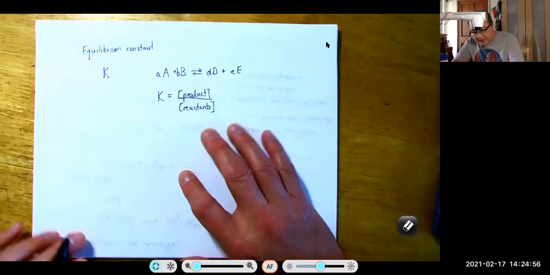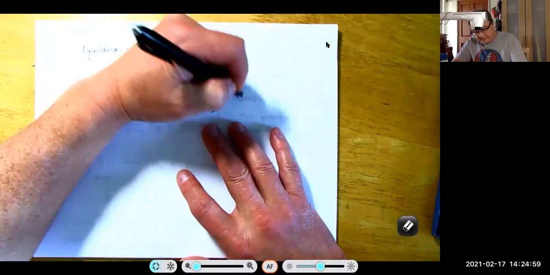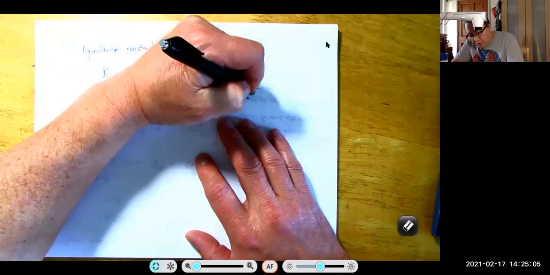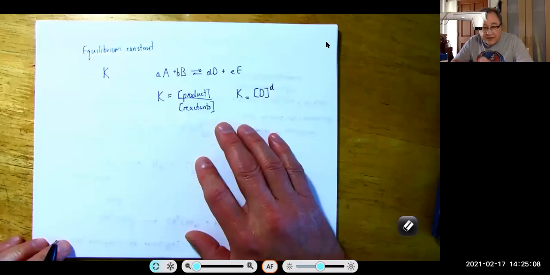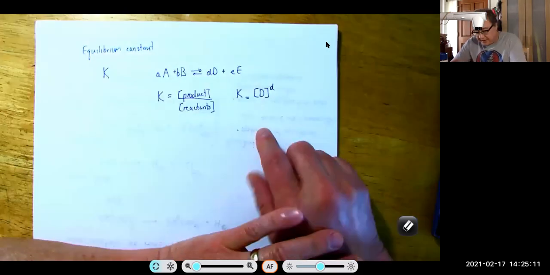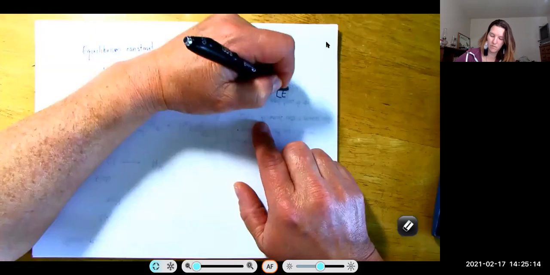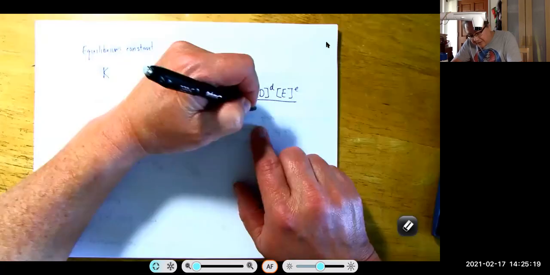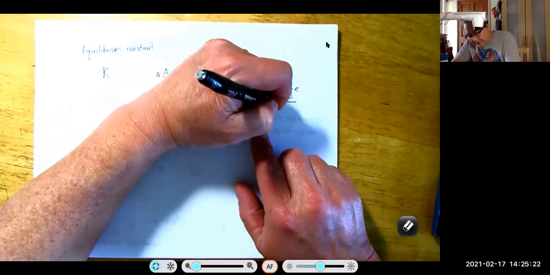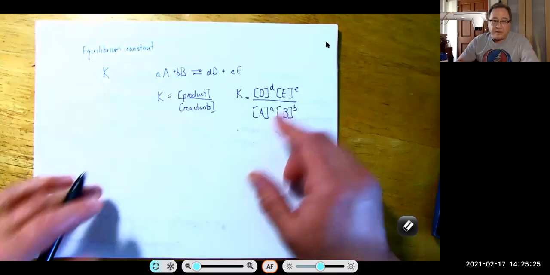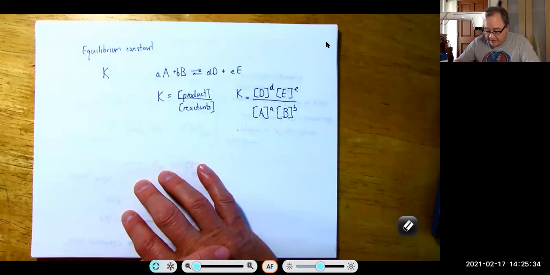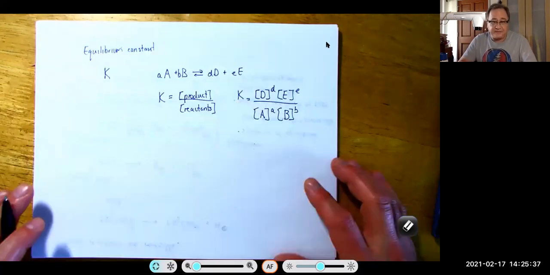So in this particular case, it would be K equals D raised to the little d power. So the coefficient becomes how many for the power? Okay. So we would have E raised to the little e power. And on the bottom, you have A raised to the little a power and B raised to the little b power. So this is the equilibrium constant. And the reason they call this equilibrium constant is because when this is at equilibrium, this number does not change.